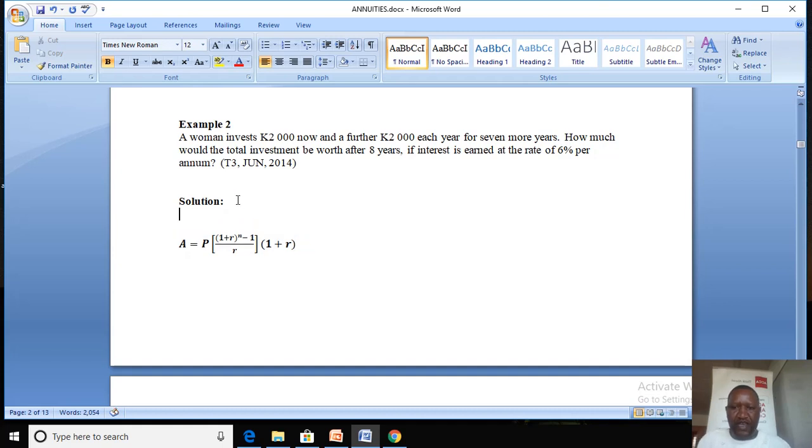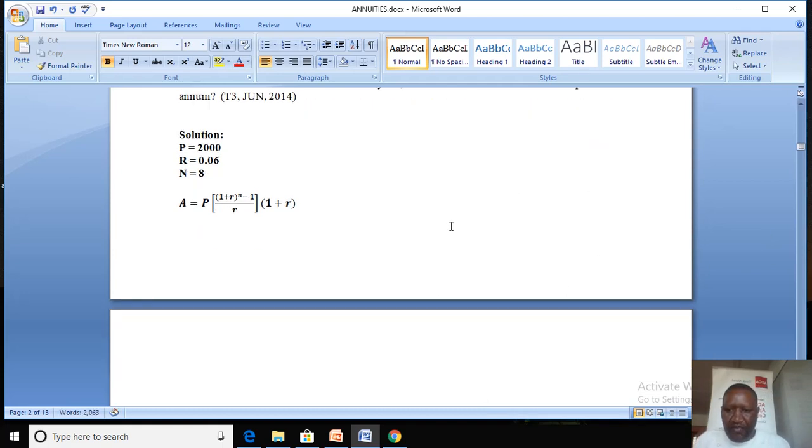So what are the variables that we have been given? We have been given the annuity itself, the P, and P is 2,000. What else are we given? We are given the rate, R. R is 0.06, that's 6%. This time around we are compounding annually, so there is no need to worry about adjusting that rate. And we are also given the N. N is 8. Now we have 8 periods. So let's substitute in our formula.